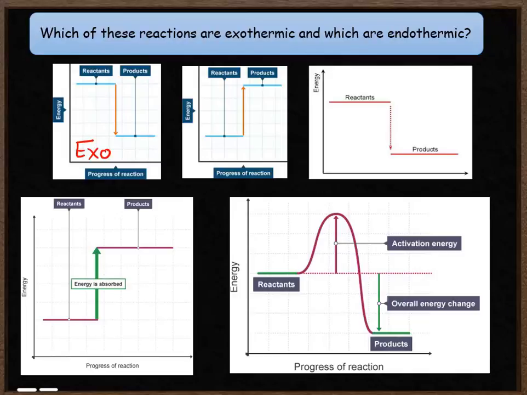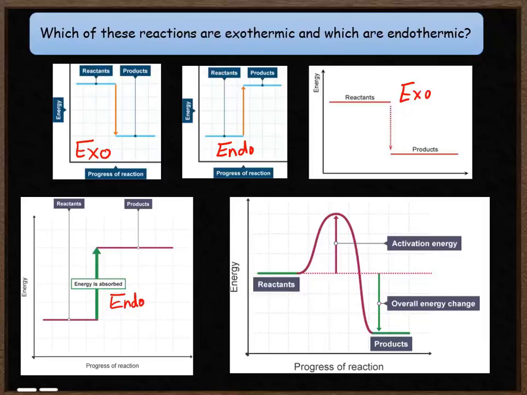In the second graph, the amount of energy within the chemicals has gone up. There's more energy stored inside the products. It means energy's been taken in. That's endothermic. This graph here shows a decrease in the amount of energy. That means energy has left the chemicals. That's exothermic. This one even tells us that energy is absorbed. We know that means that it's endothermic.